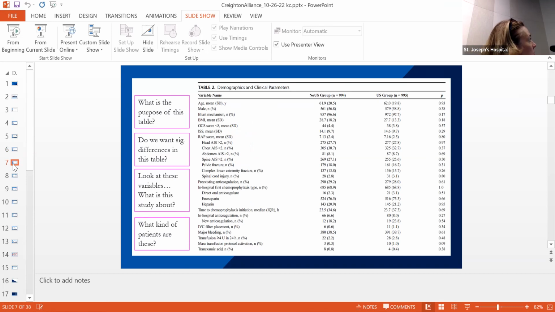Okay. I go to table 2. So I still don't know what the paper's about. I don't know the outcomes. I don't know the independent variables, but I'm looking at table 2 and I see that there's an ultrasound group and a no ultrasound group. It's a big study. There's almost 1,000 patients in each group.